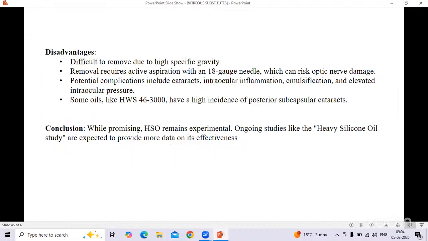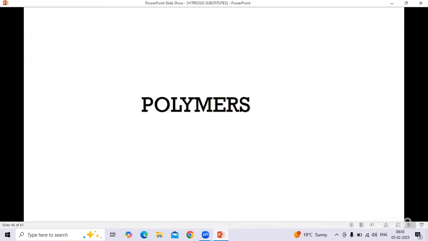Disadvantages of heavy silicone oil is they're difficult to remove due to high specific gravity, and removal requires aspiration with an 18 gauge needle, which can damage the optic nerve. They can lead to cataract, intraocular inflammation, emulsification, and elevated intraocular pressure. And some oils like HWS have the incidence of leading to posterior subcapsular cataract.